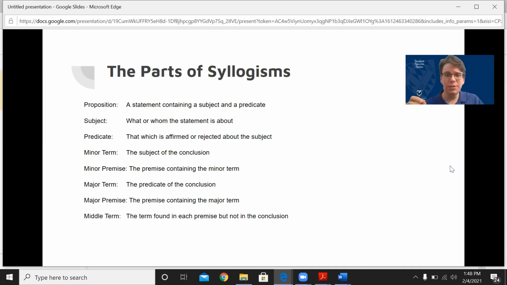It's a declarative sentence about a subject. Like you may remember, or should remember from grade school, every sentence contains a subject and a predicate. And without one of those things, it is an incomplete sentence. The same thing goes for a proposition. You need something for the statement to be about, and that's the subject, and then the predicate, which is the claim about that subject.